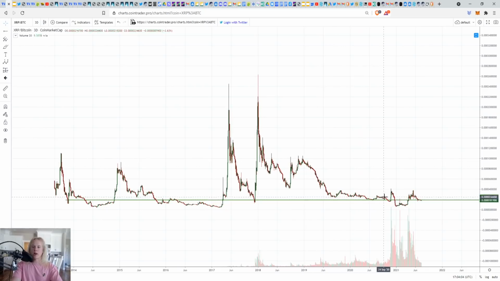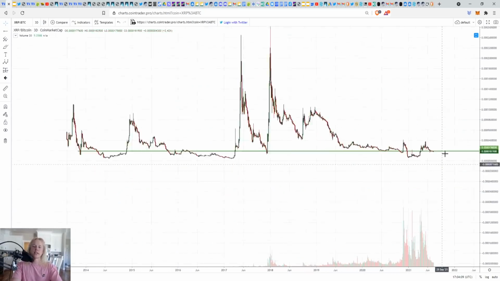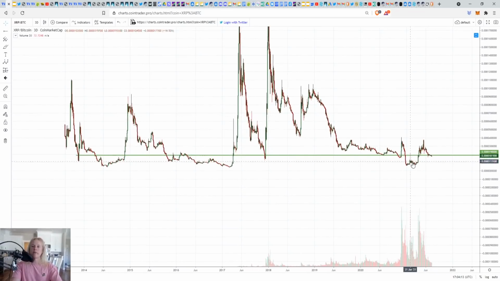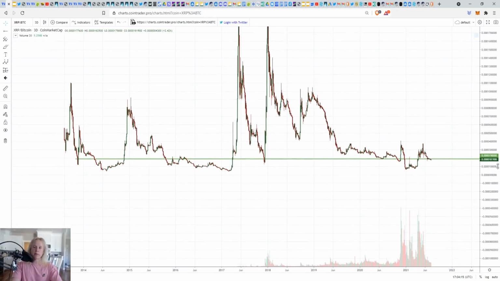We've held support for a while, and then we recently flipped below it, and that was actually an amazing buying opportunity. That's when I actually threw a whole Bitcoin into XRP all the way back down in there, and so far it's outperformed my Bitcoin holdings.